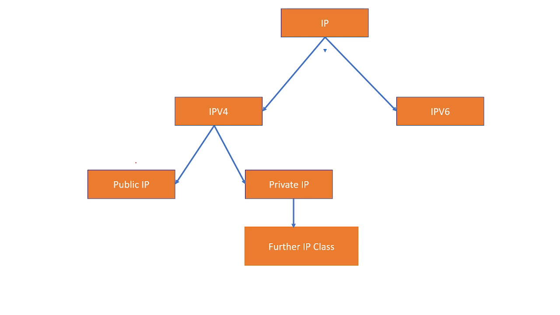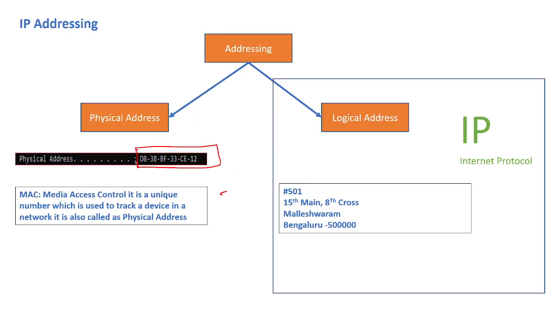Hope so. So now let us concentrate only on the IP address. So you learnt about addressing. There are two addresses. One is the physical address, another one is the logical address. Physical address means it's a 12-digit alphanumeric value, and we also call it the MAC address. And this is globally unique, and it is stored in the network interface card of the computer.